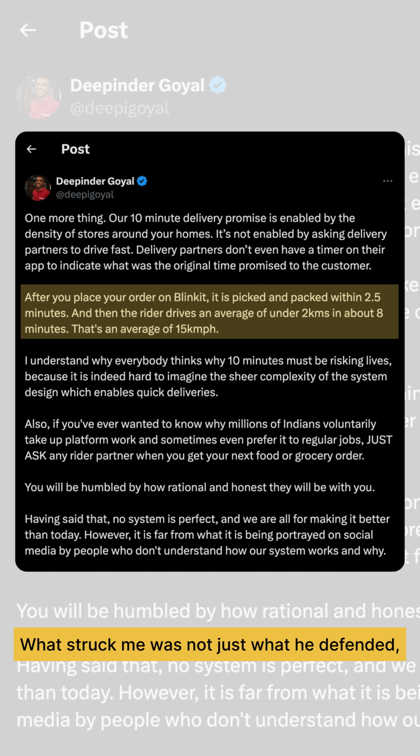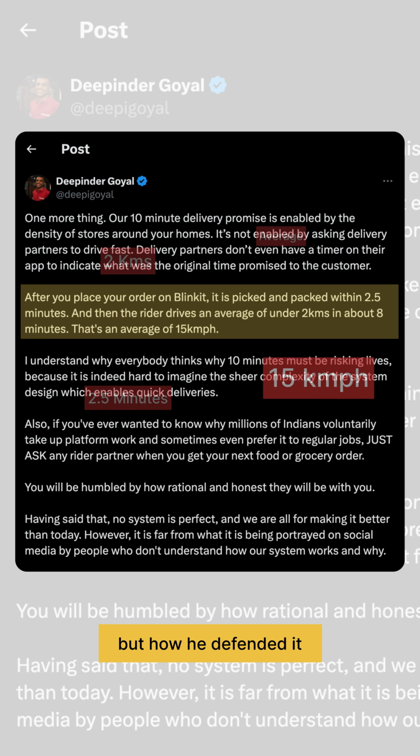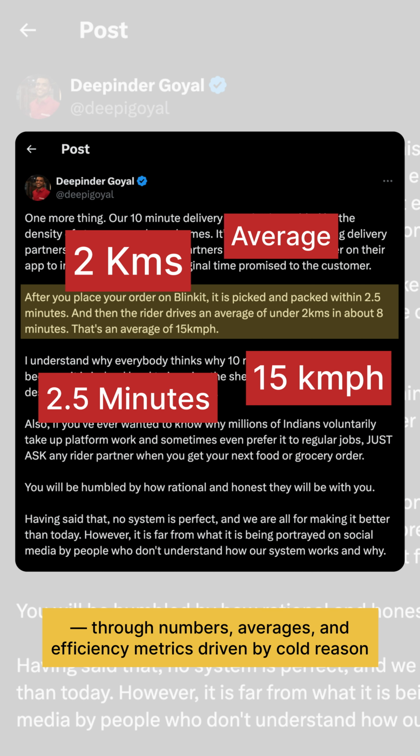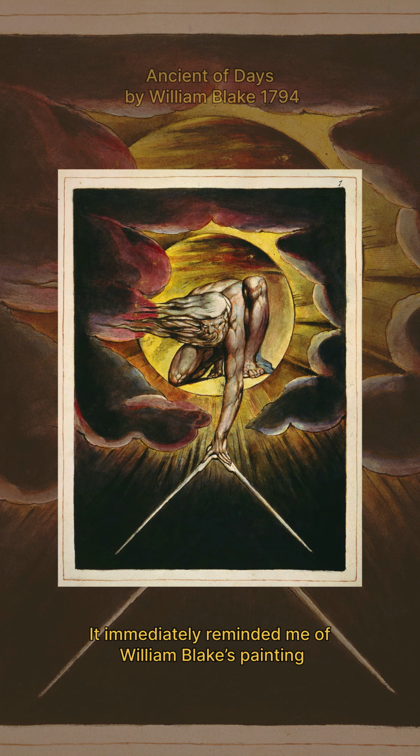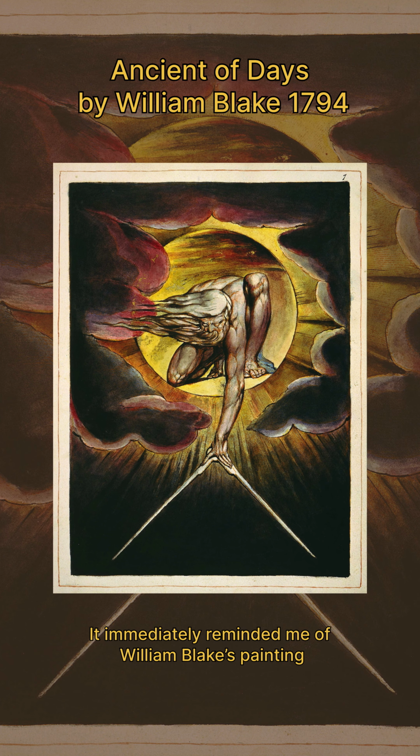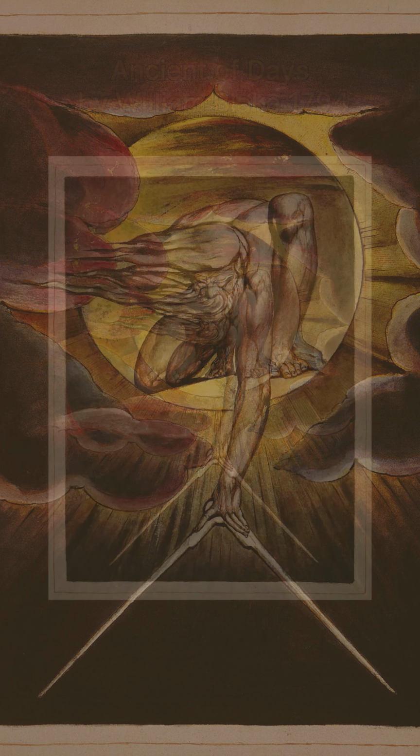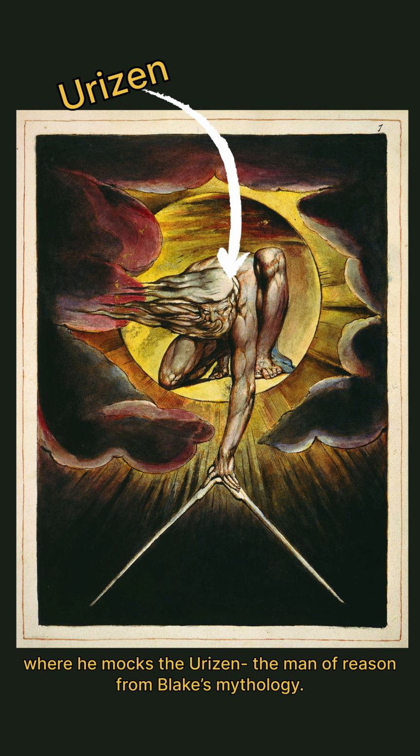What struck me was not just what he defended, but how he defended it, through numbers, averages, and efficiency metrics driven by cold reason. It immediately reminded me of William Blake's painting titled Ancient of Days, where he mocks the Urizen, the man of reason from Blake's mythology.